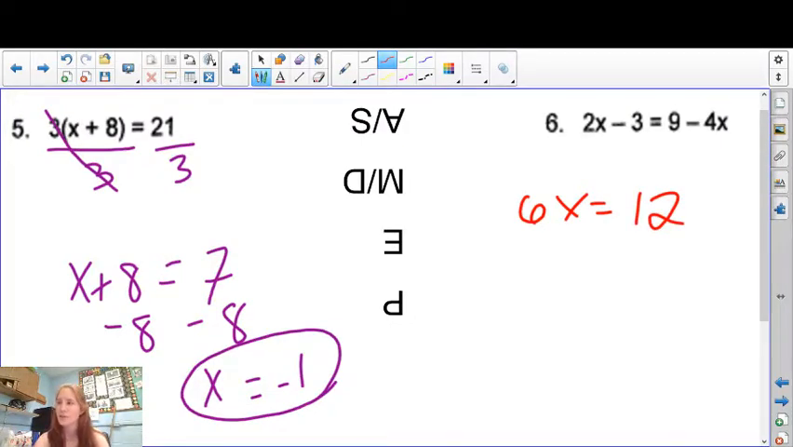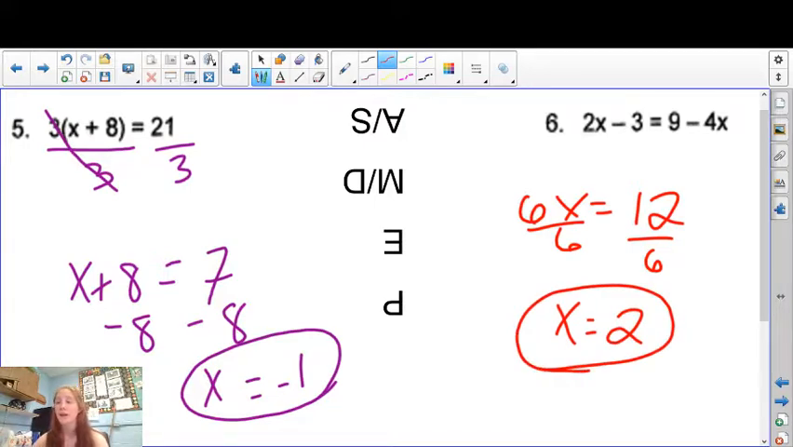Okay, so we should eventually get to 6x is equal to 12. Then we're going to divide by 6. And x should be equal to 2. Again, once you get to one of these problems, there are 4 different ways to start it. One is not more right than the other. They are just different.